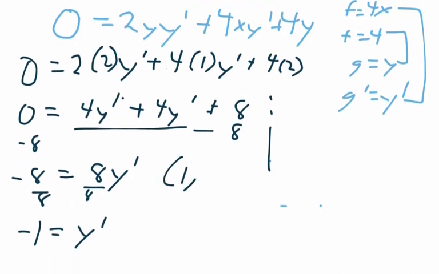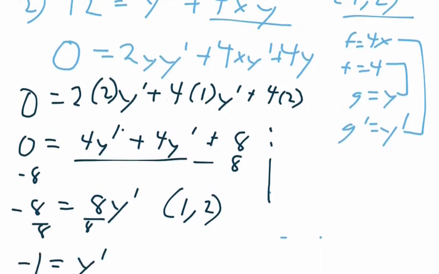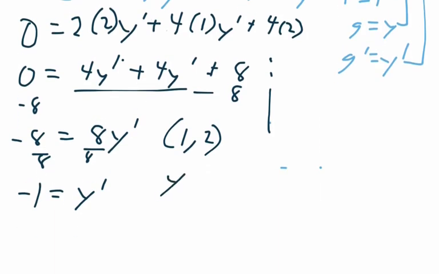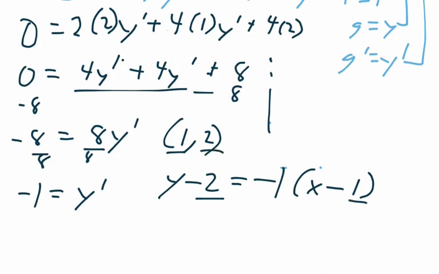And remember, our point originally was (1, 2). So y minus 2 equals negative 1 times x minus 1, because that goes here, and that goes there, and the slope is a number that is out in front.